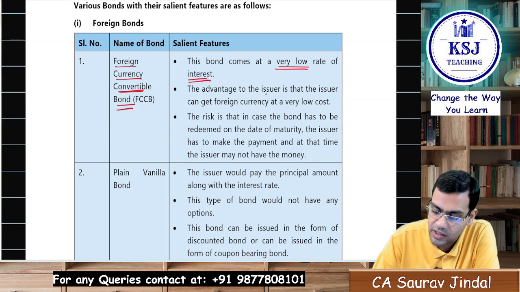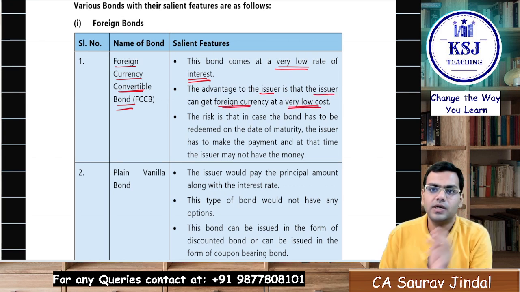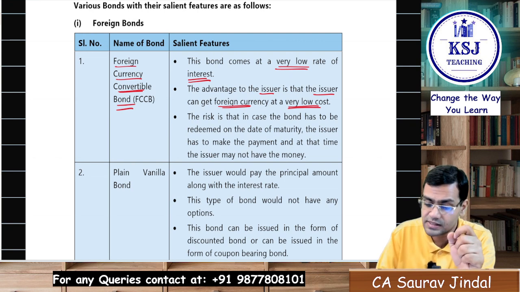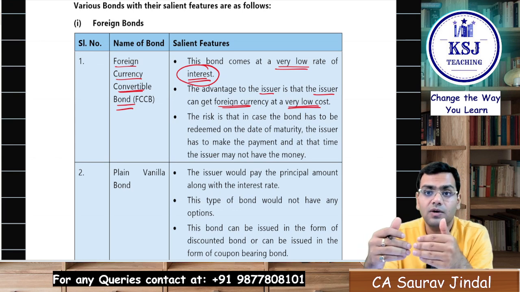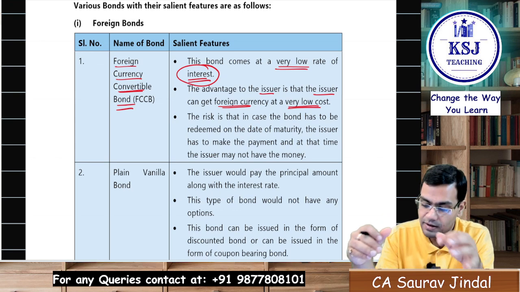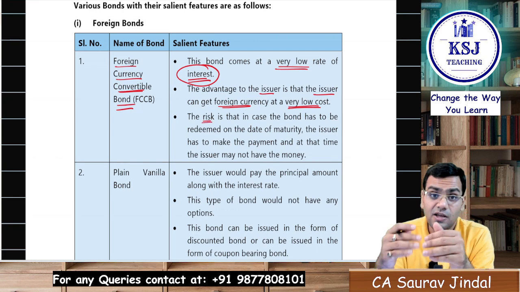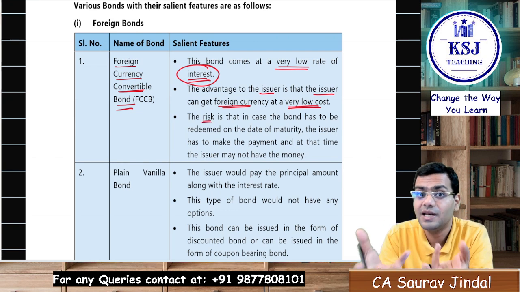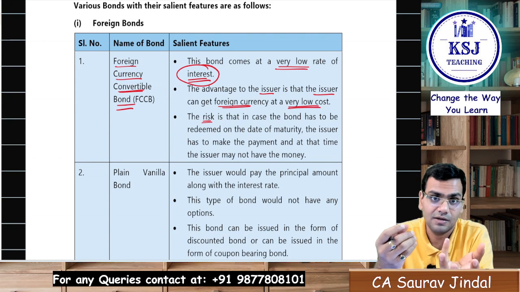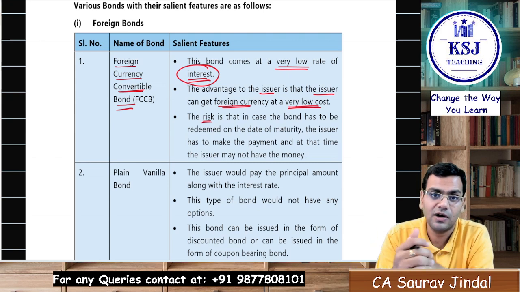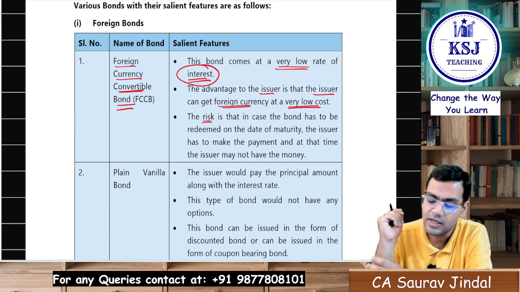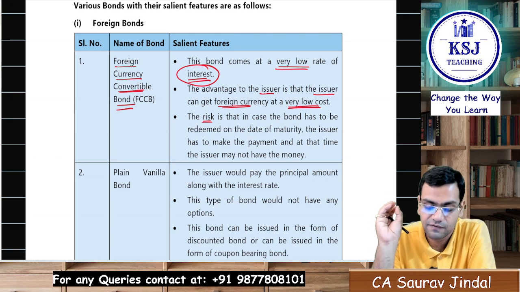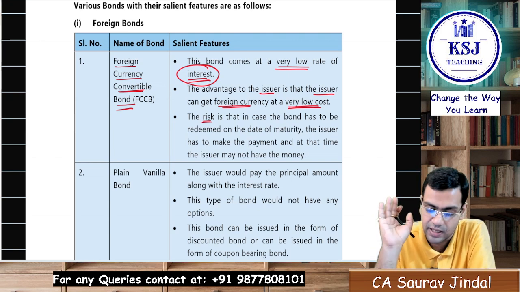The advantage to the issuer is that the issuer can get the foreign currency at a very low cost. What is the cost to the issuer? The cost is this interest rate that the issuer has to pay, right? And in return, they will get what? They will get the foreign currency. But the risk, what is the risk? That when you are to redeem that bond, you will need that amount of foreign currency, right? And what if the foreign currency is not available with you at the time of redemption of the bond? So that is kind of a risk there. That is known as foreign currency convertible bond, FCCB.